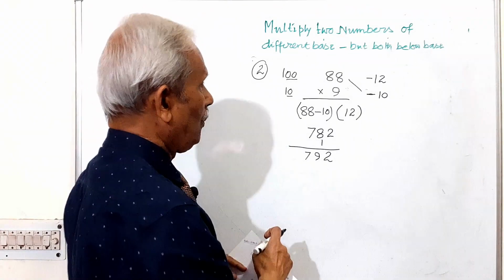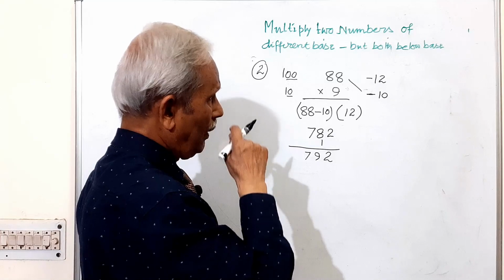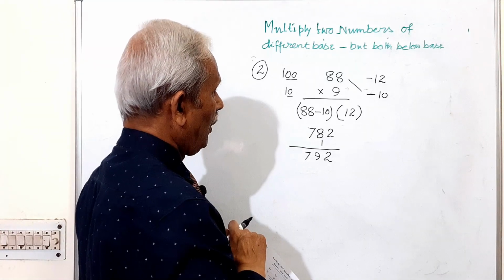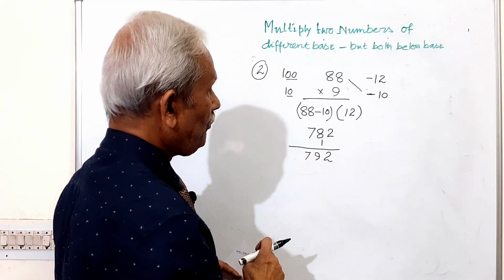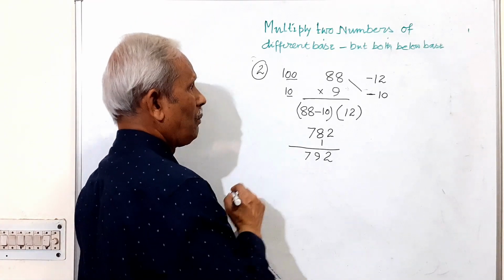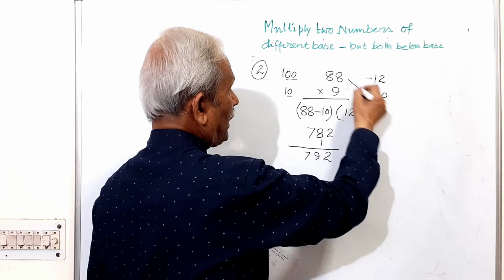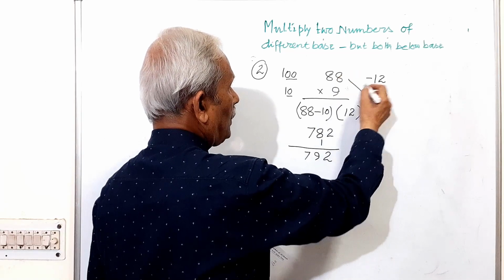I hope you have followed it. Things are very simple. If you have understood it, good. Well, you may have a question in your mind. Why do we do this cross subtraction only for the upper number? We can do the lower number also.